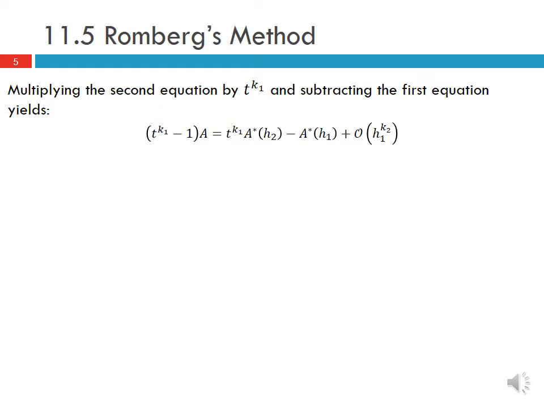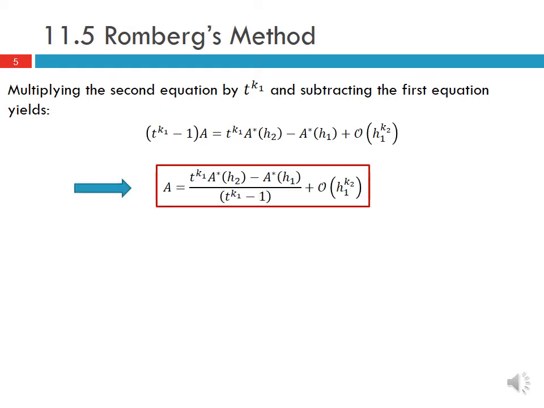So if we multiply the second equation by t to the power K1 and subtract the first equation, we get the expression shown here. So basically we've eliminated the h to the power K1 terms by taking a linear combination of those two equations. And this can be rearranged as shown here. So this gives us a new estimate for our quantity A that is now order h to the power K2. So it's a higher accuracy than the previous one. And this was achieved by combining two estimates that were of order h to the power K1, and then we were able to achieve a higher accuracy estimate by combining those two lower accuracy estimates.